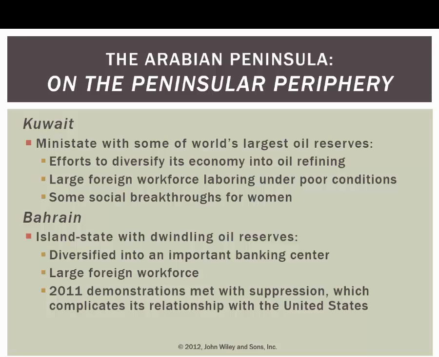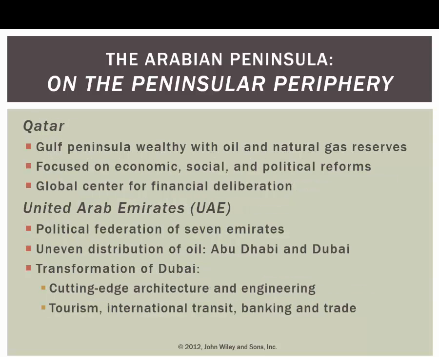Kuwait almost cuts off Iraq from the sea and is a mini-state with massive oil reserves. Bahrain is an island state ruled by a royal family, and its oil reserves are currently dwindling. It is 30% Sunni and 70% Shiite and has a large foreign labor force. Qatar has a Sunni majority and has capitalized on its natural resources.